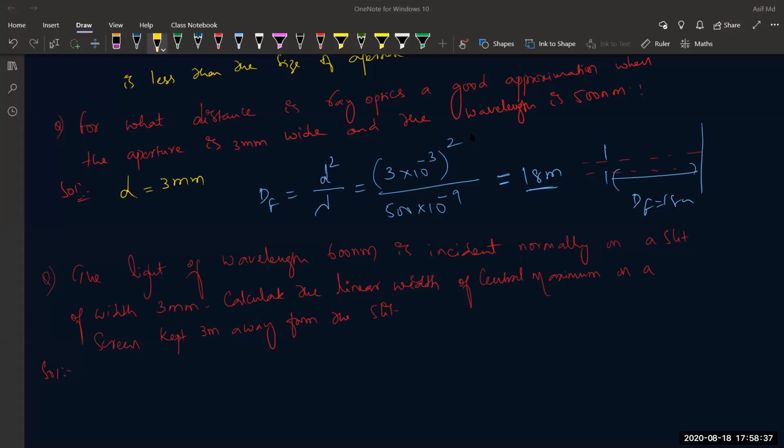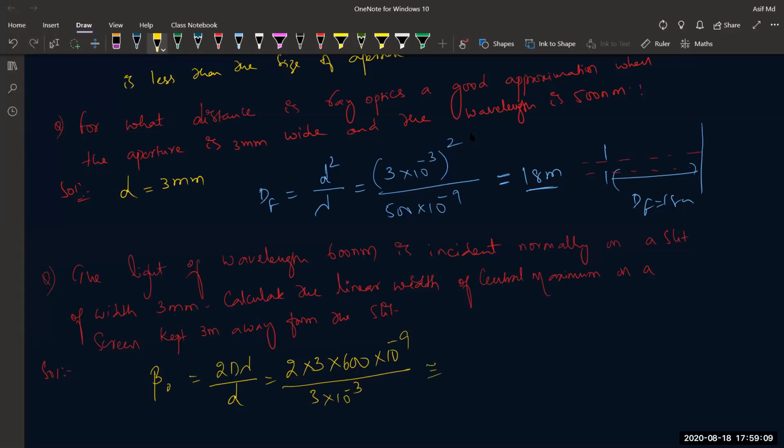The light of wavelength 600 nanometer is incident normally on a slit width of 3 mm. Calculate the linear width of central maxima. Linear width of central maxima means beta naught. Beta naught is equal to how much? 2 times of D into lambda by small d. So that is equals to 2 into capital D given 3, into wavelength 600 into 10 to the power of minus 9 divided by small d. Small d is nothing but the slit width 3 mm, and that will become 3 into 10 to the power of minus 3.